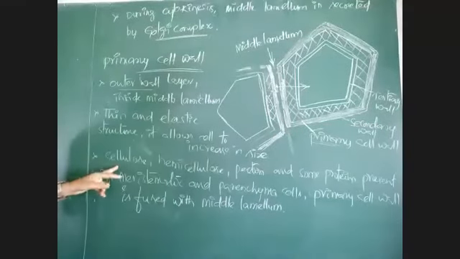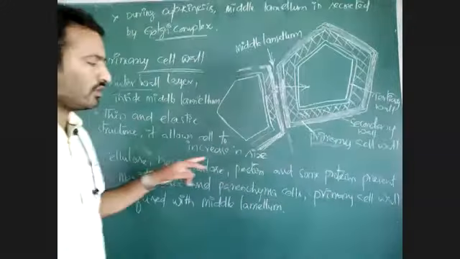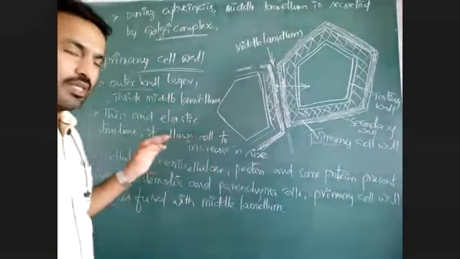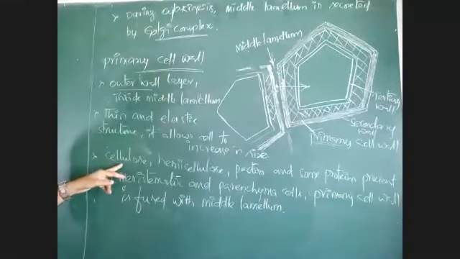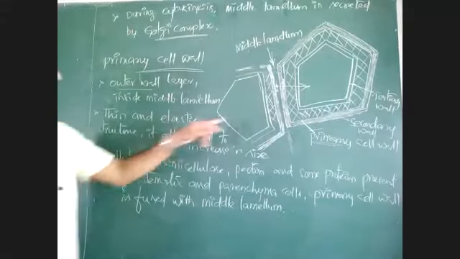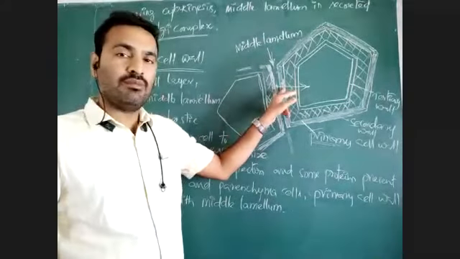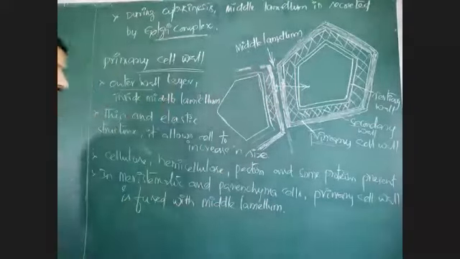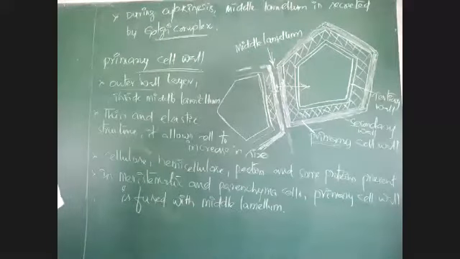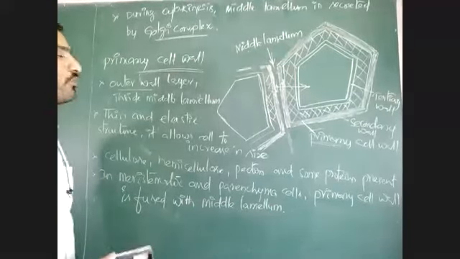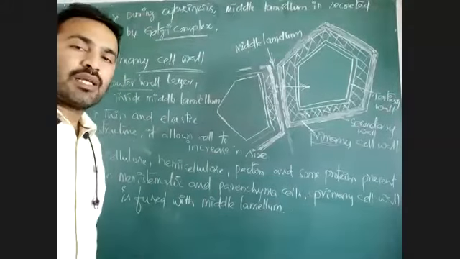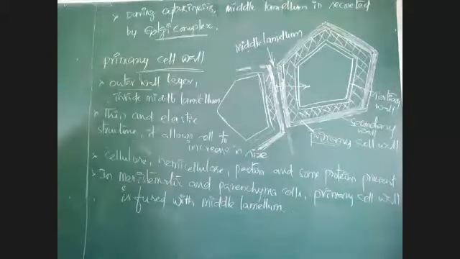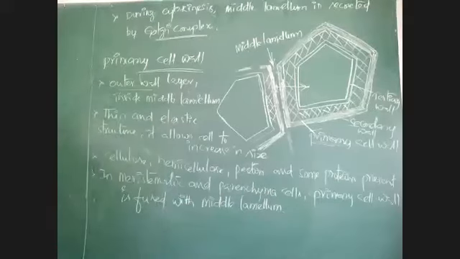That primary cell wall is made up of cellulose, hemicellulose, and pectin with some proteins. Proteins are less, but majorly cellulose, hemicellulose, and pectin are present. This primary cell wall, present inside the middle lamellum, is bound with middle lamellum in meristematic cells and parenchyma. Middle lamellum and primary cell wall are both present, but they are not well separated. They are joined together. That is about the primary cell wall. Any doubts?